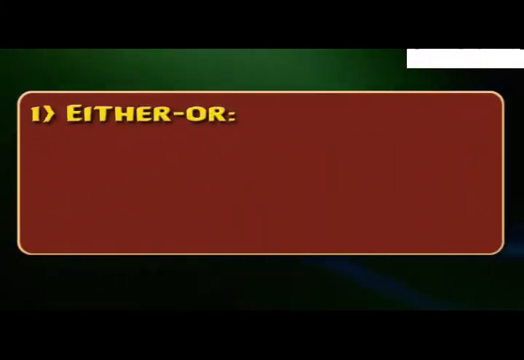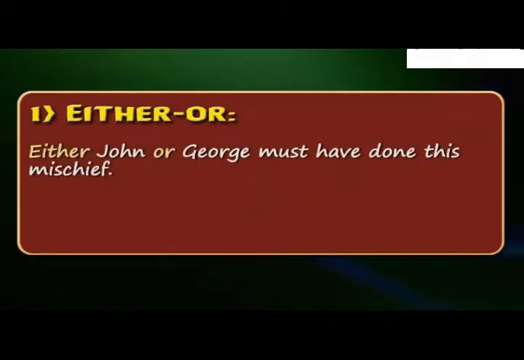1. Either or. Either John or George must have done this mischief. Here, either or is used in the sentence as correlative conjunction, as both John and George have the same importance in the sentence. Either John has done the mischief or George has done the mischief.